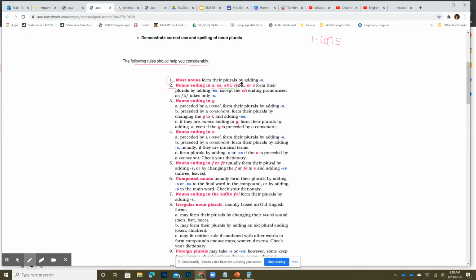Or SH, CH, X, or Z. So typically in those cases, we would add an ES. However, the exception here is if that CH ending sounds like a K ending, then we would only add the S by itself. So an example here would be like stomach.